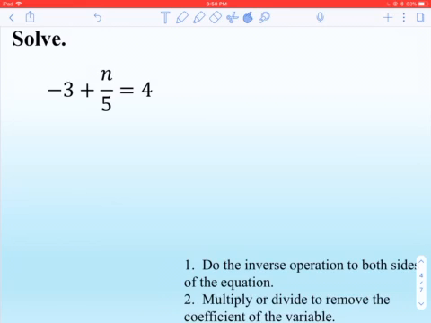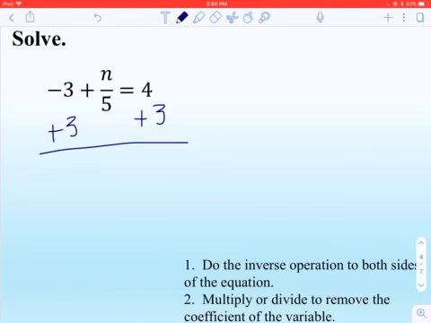So here's our first question we're going to do. We have negative 3 plus n over 5 is equal to 4. So remember n over 5 is n divided by 5. So we're going to start by adding or subtracting. The n divided by 5, that has the variable. So I want to get rid of the negative 3. So what I'm going to do is add a positive 3 to both sides of the equation.